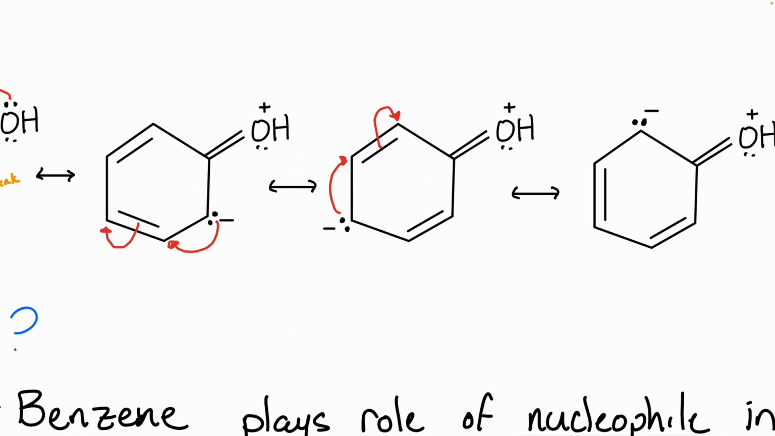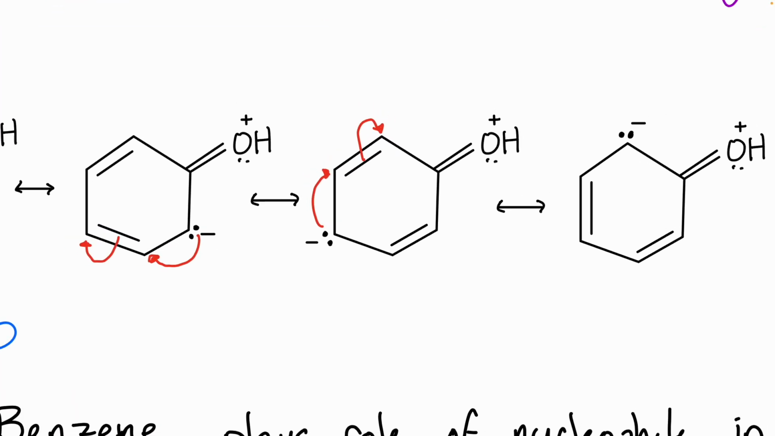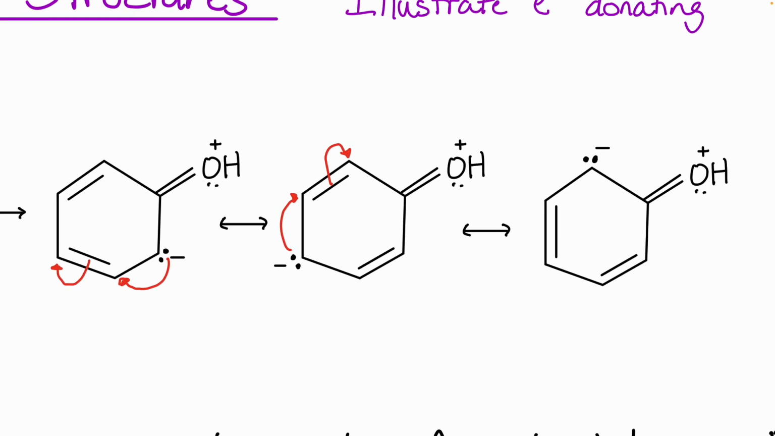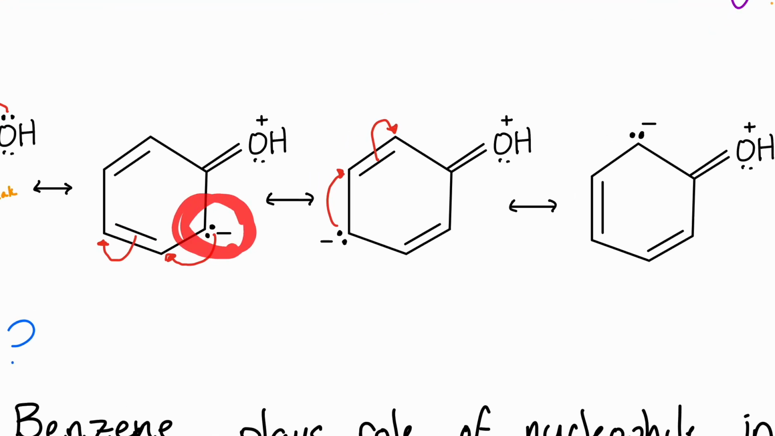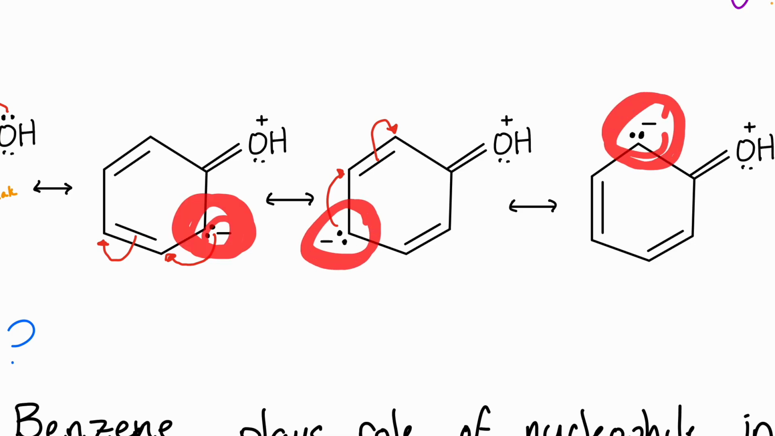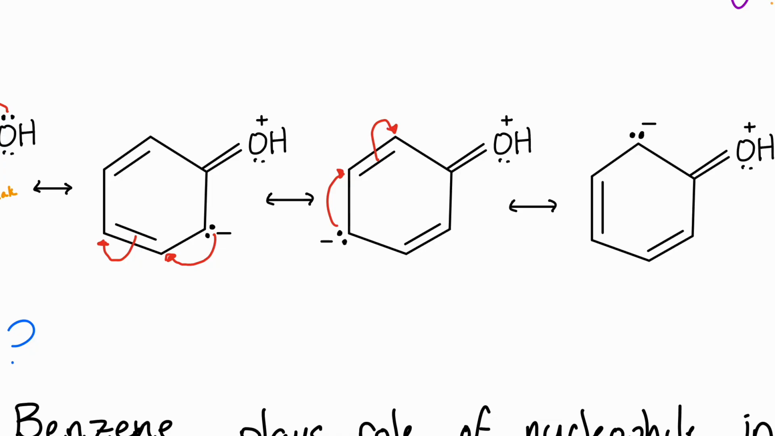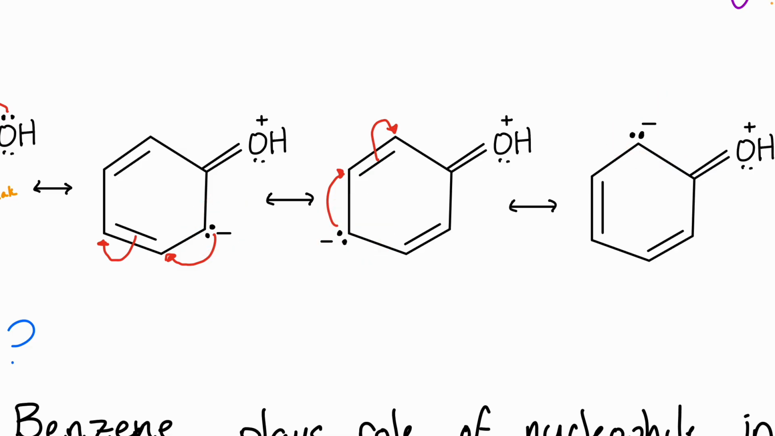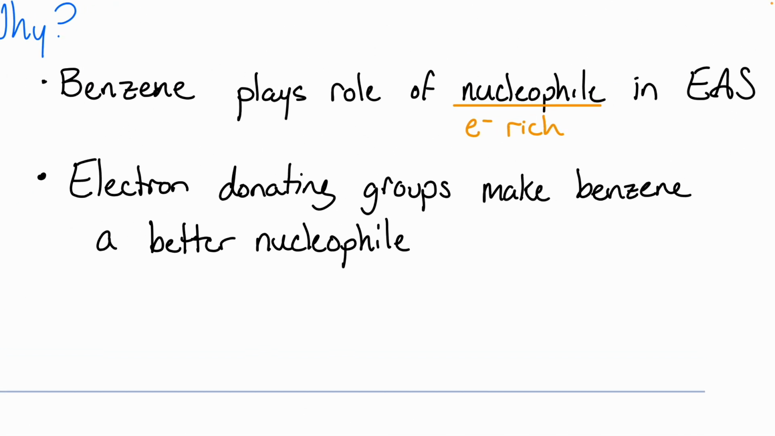But let's look real carefully here. Which positions got that extra electron density? We have extra electron density here, here, and here. So relative to that OH group, what positions are these? The ortho and the para position. So why are these electron donating groups ortho-para directors? Because they make benzene a better nucleophile, specifically at the ortho and para position.